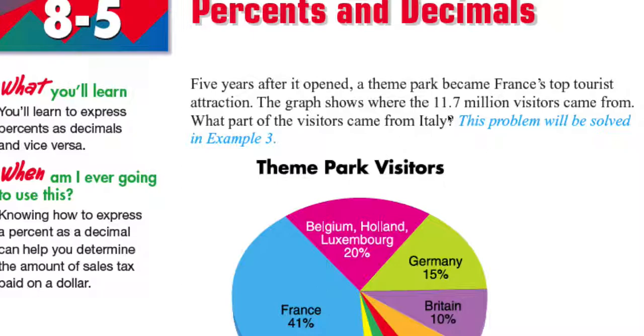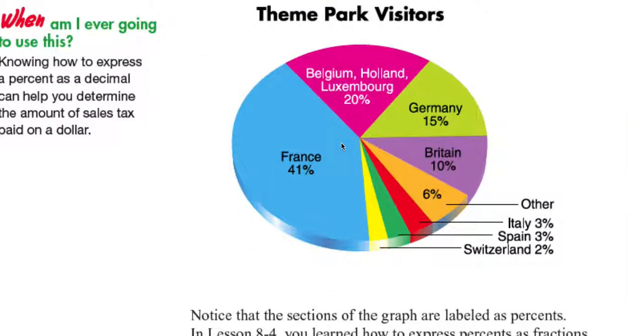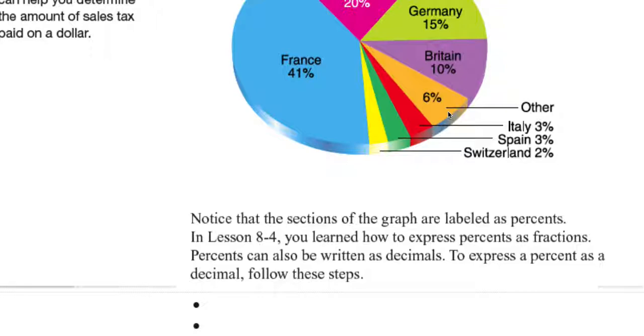Okay, so 5 years after it opened, the theme park became France's top tourist attraction. The graph shows where 11.7 million visitors came from. What part of the visitors came from Italy? We will solve this in example number 3. Let's take a look at this circle graph for now. Theme park visitors: from France, 20%; Belgium, Holland, Luxembourg, 41%; Switzerland, 2%; Spain, 3%; Italy, 3%; others, 6%; Britain, 10%; and Germany, 15%.